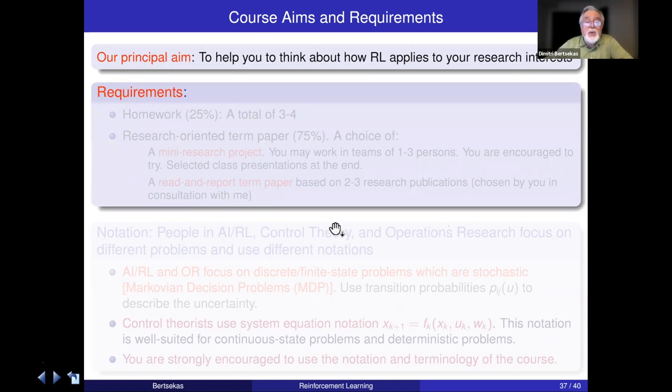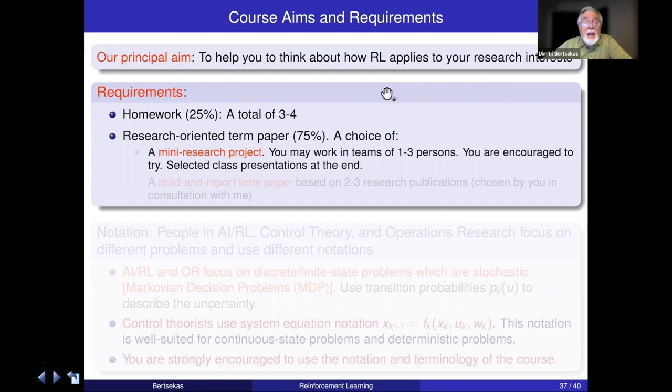The requirements for this course. There's going to be homework. In the early part of the course, it's going to be 3 or 4 homeworks that involve part analysis, part computation. There's going to be a computation component. Even though this course is not about coding, I'm not going to be supplying you with codes of any kind or teach you on how to use particular codes. This homework is going to involve coding using your favorite software and favorite computer, mostly MATLAB, for example. That's going to be sufficient. Then this is going to be 25% of the grade.